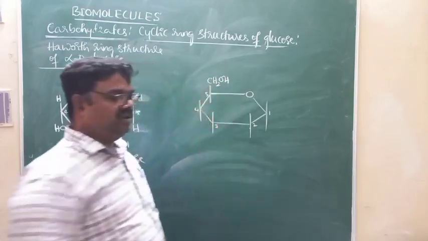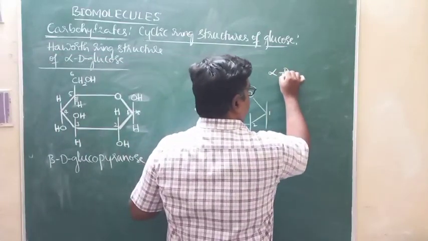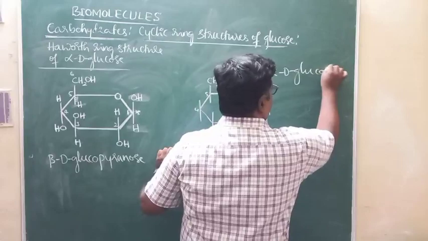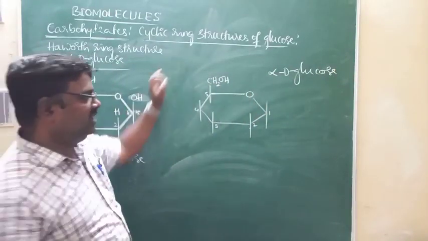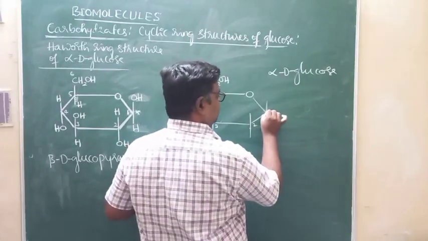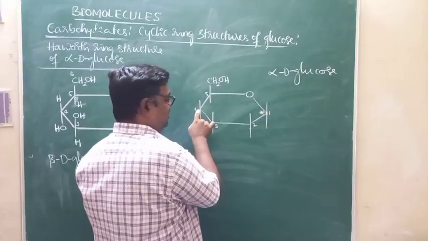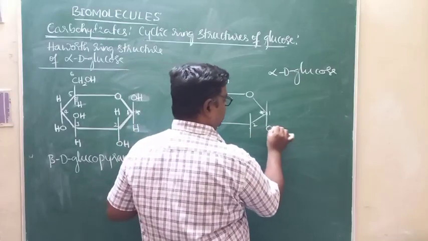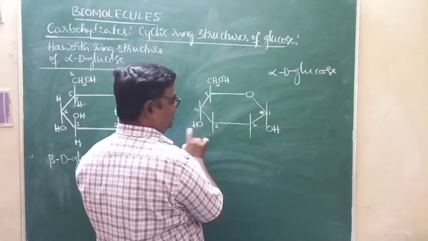You have to write this first. Okay? Now observe, I am writing alpha D glucopyranose. Just observe, this is carbon atom number 1, this is another carbon atom, this is the fourth carbon atom, and just add OH groups, 2 OH groups, at the cis positions.